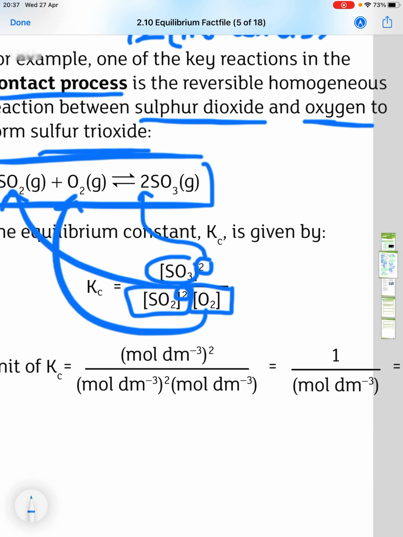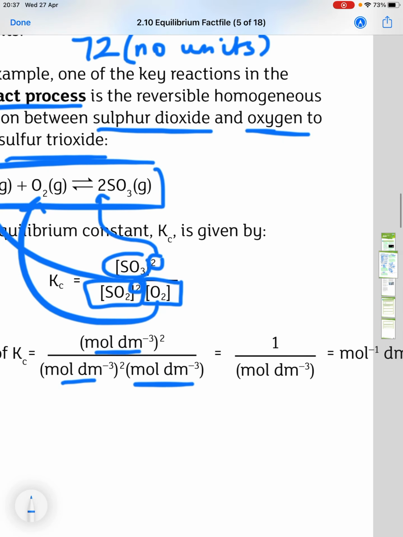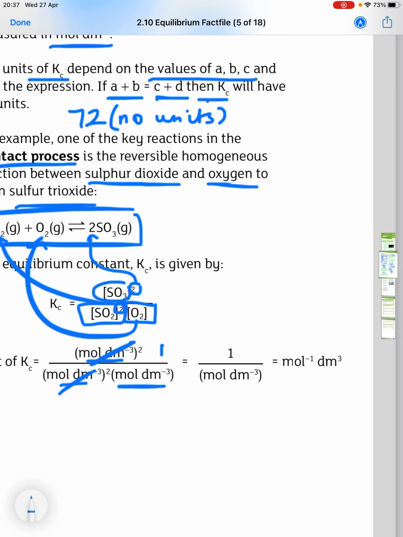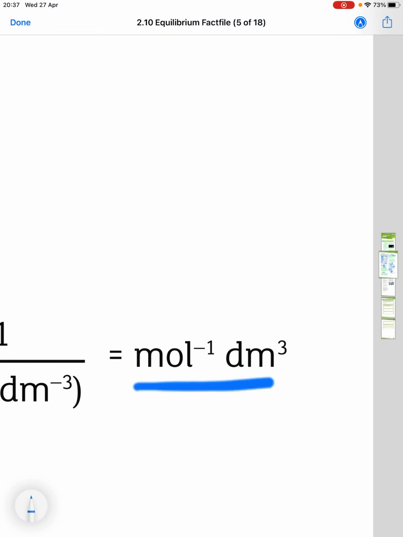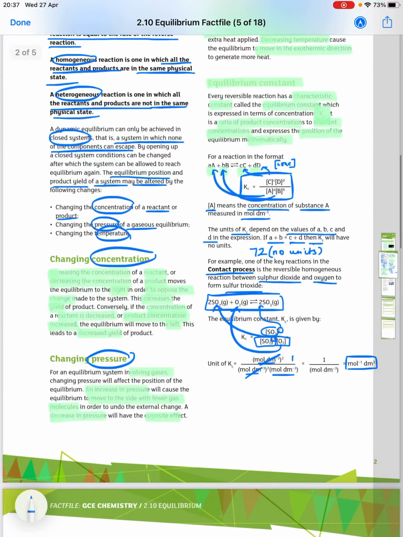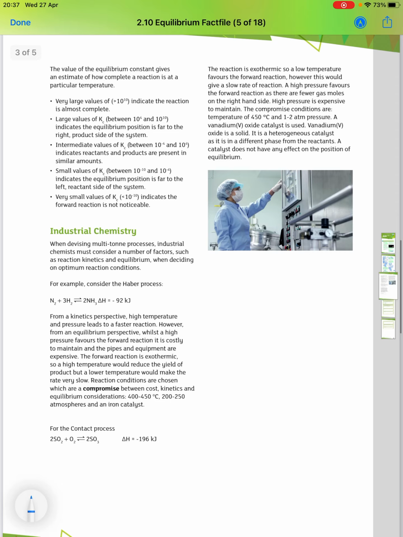So the units then are mol dm^-3 squared over mol dm^-3 squared times mol dm^-3. And what that means is if we cancel out the 2 of them, we end up with 1 over moles per dm cubed, or mol^-1 dm^3. And you need to do that for the units for any Kc question.